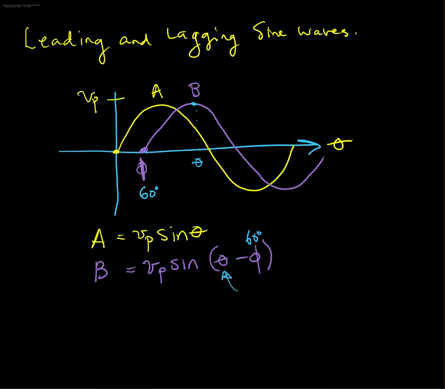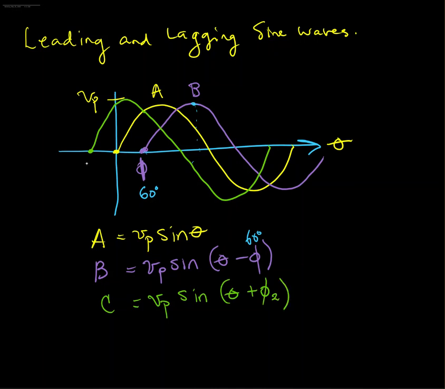Let's look at another sine wave, waveform C. Not going to draw this very well, but there's waveform C. I'm assuming it also has the same V peak amplitude, and now it has been shifted the other way. So it is actually plus, we'll say phi 2. This is angle phi 2.